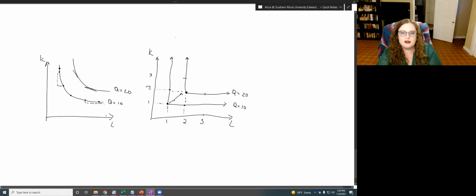So this is the idea of a Leontief isoquant curve.